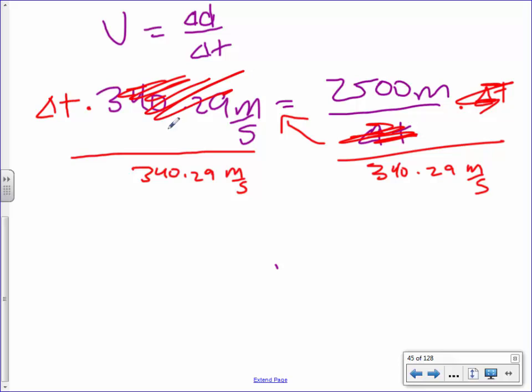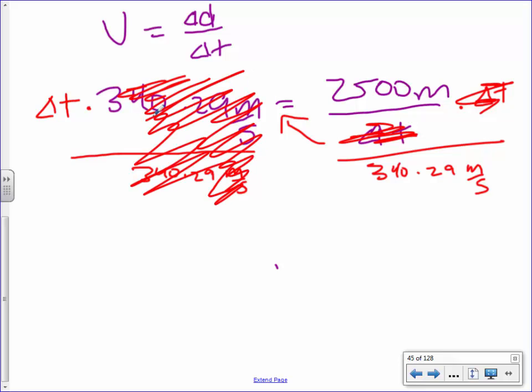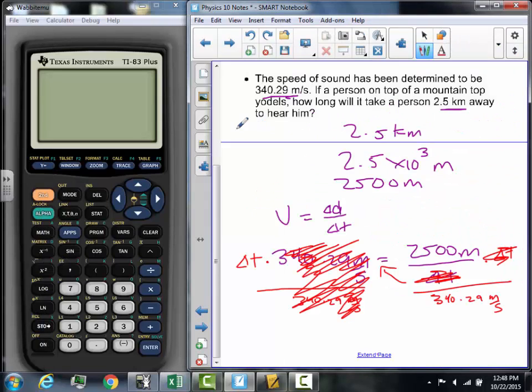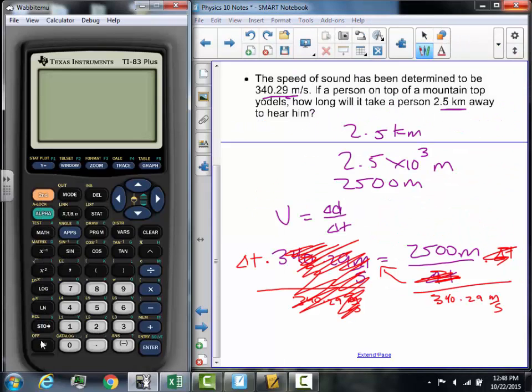What should happen is this side over here, all of this cancels. And in my calculator, I have to take 2,500 and divide by 340.29. Now I need to round. How many digits do I get?